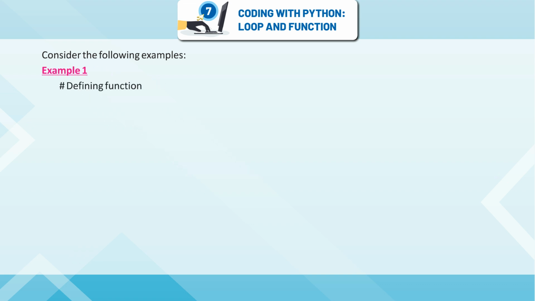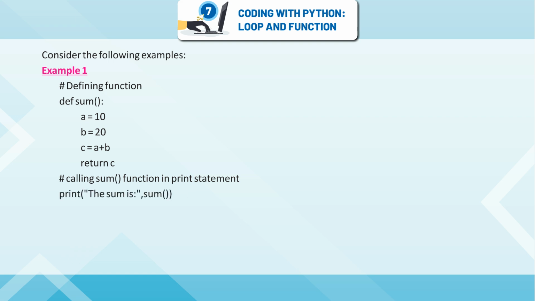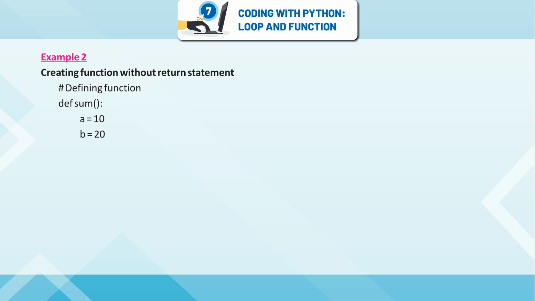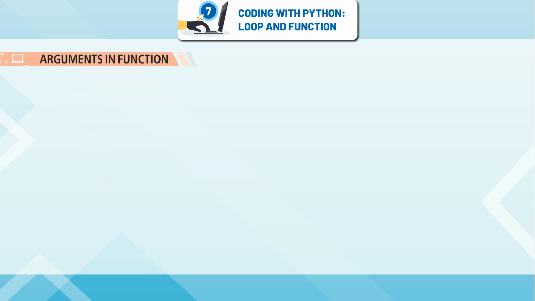Example 1. # Defining function. def sum(): a = 10, b = 20, c = a + b, return c. # Calling sum function in print statement. print("The sum is:", sum()). Output: The sum is: 30. Example 2. Creating a function without a return statement. # Defining function. def sum(): a = 10, b = 20, c = a + b. # Calling sum function in print statement. print(sum()). Output: None.